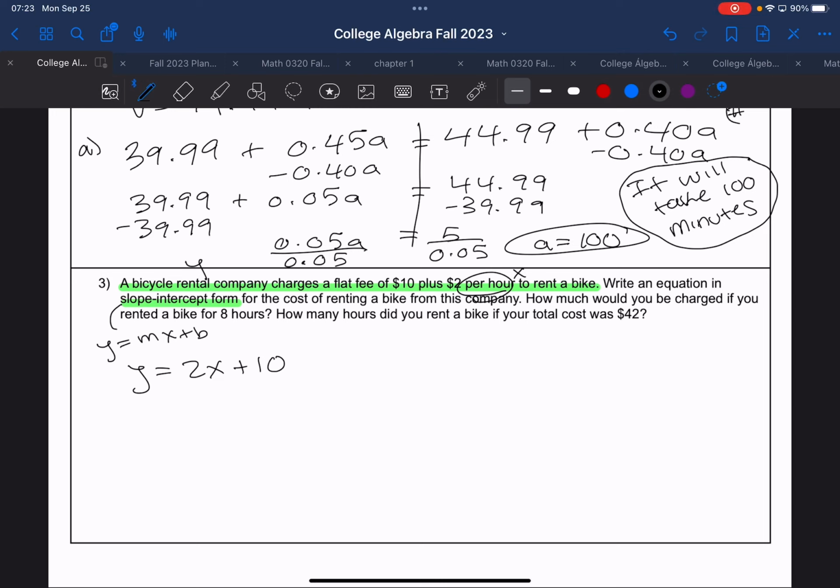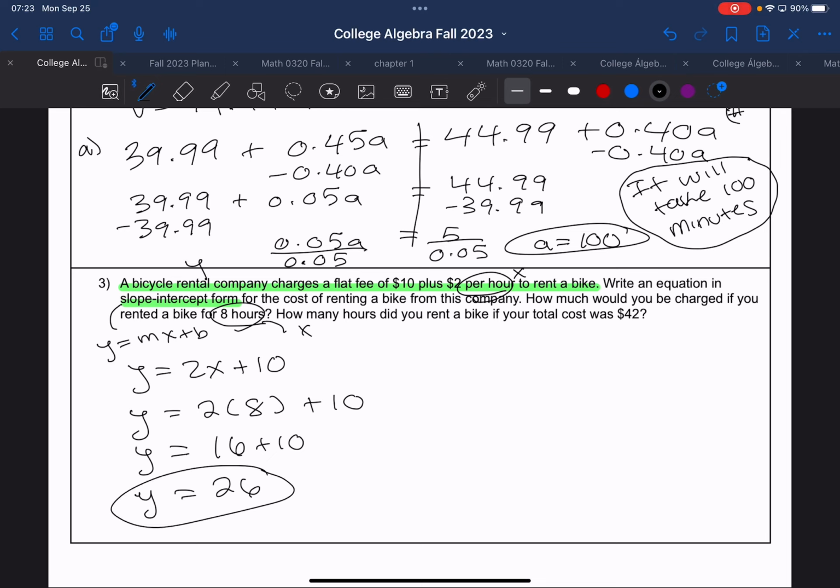Here it's asking us a couple different questions. So it's saying, how much would you be charged if you rented a bike for 8 hours? So where would we plug in that 8? For x. So we have y is equal to 2 times 8 plus 10, which gives us y is equal to 16 plus 10, which gives us 26. How would we write that as a sentence? You would pay $26 for 8 hours.